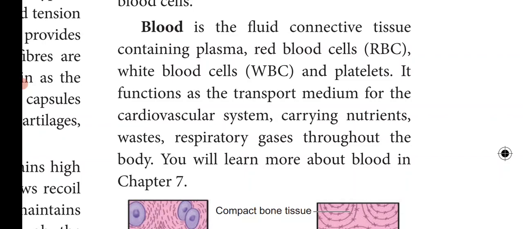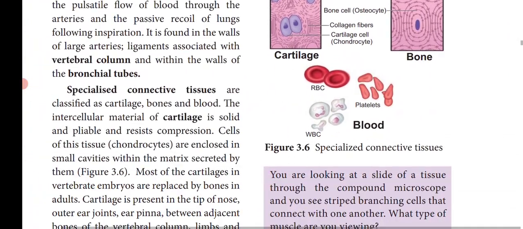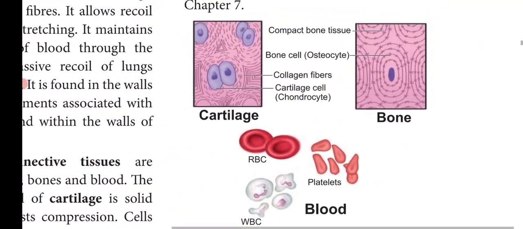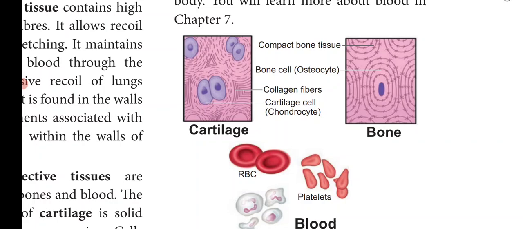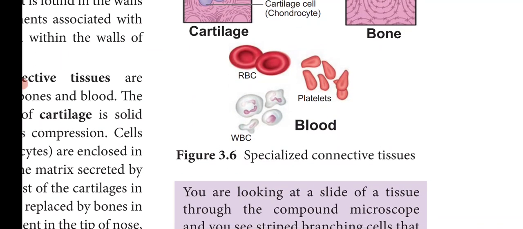Main functions are that it acts as a transport medium for the cardiovascular system, that is the heart. So the blood acts as a transport medium for the cardiovascular system, and it carries nutrients, waste, respiratory gases throughout the body. So all these functions, the nutritive functions and respiratory functions, are carried out through the blood. In this picture you can see the specialized connective tissues, that is the cartilage, bone and blood.